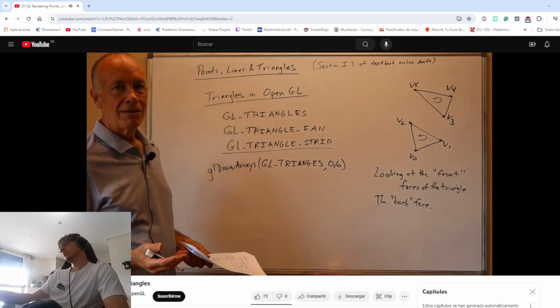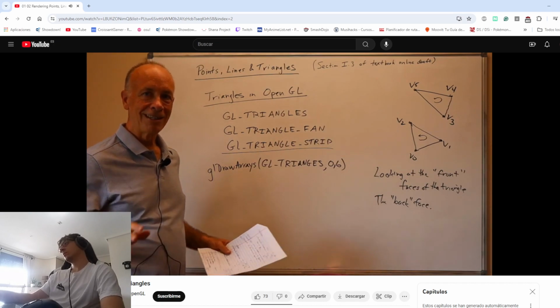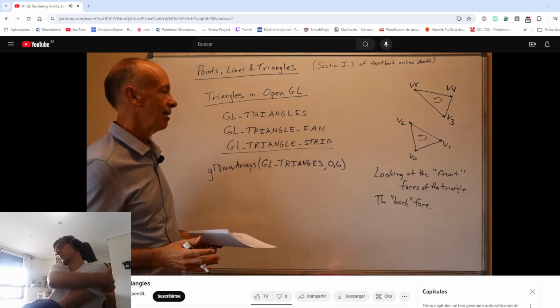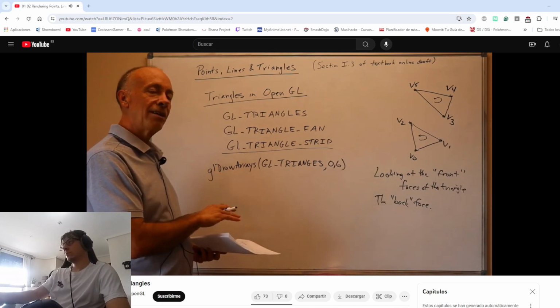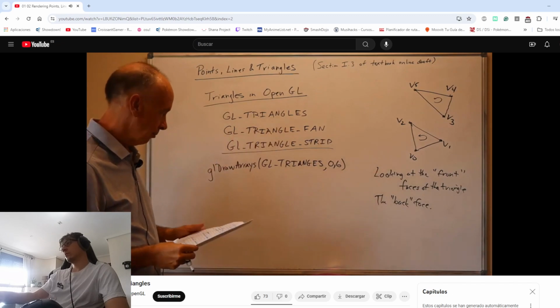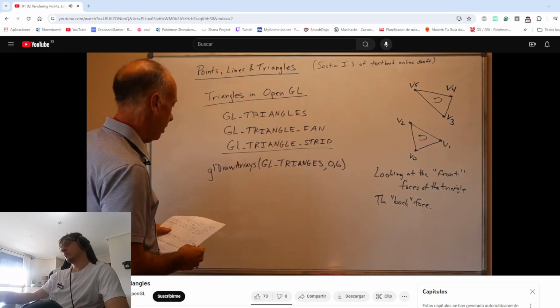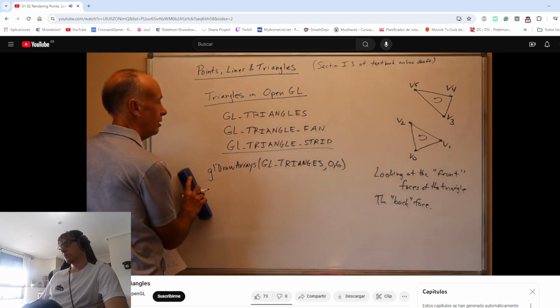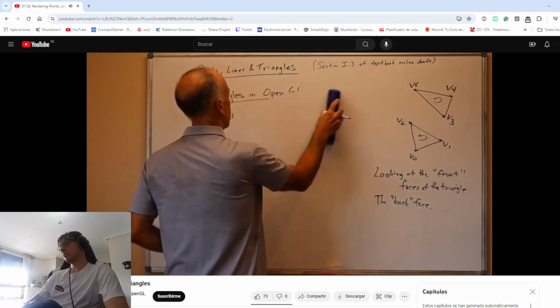For instance, if you were drawing a solid figure, you might not want to render the inside of the figure, just the outside of the figure. And so in this sense, it's important for that reason to keep track of which faces are front and which faces are back. And for that, the order of the vertices is important. Okay, so the next example is GL triangle fan.